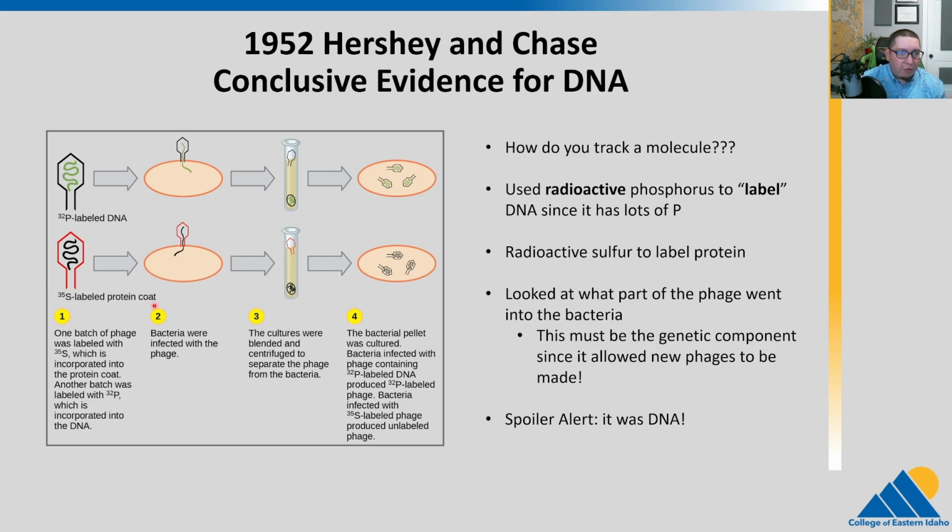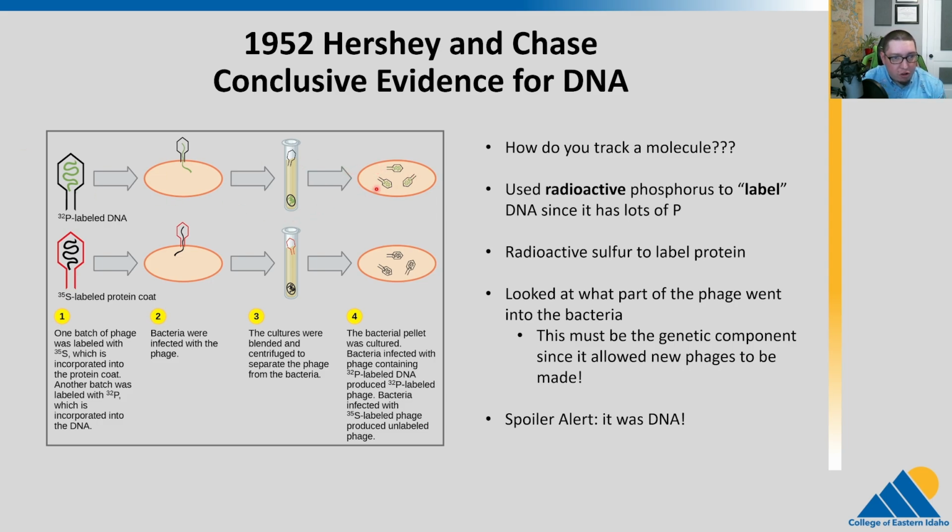Okay, so we have ways of detecting these, and you can use photographic film to detect whether it glows or not. So what they did is they labeled P32 into some viruses and S35 into others, and they had two separate ones. Okay, they let this infect the cell, and they then waited for the genetic material to go in and waited for new phages to be made.